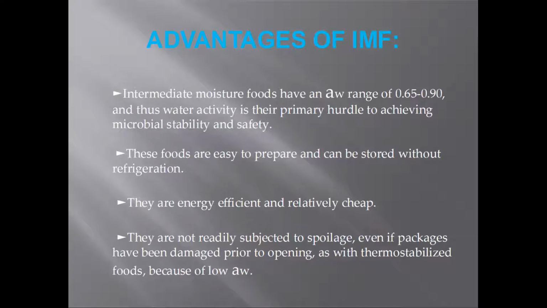Advantages. Intermediate moisture foods have an available range of 0.65 to 0.90 and thus water activity is their primary hurdle to achieving microbial stability and safety. These foods are easy to prepare and can be stored without refrigeration. They are energy efficient and relatively cheap. They are not readily subjected to spoilage, even if packages have been damaged prior to opening, as with thermostabilized foods, because of low available water.